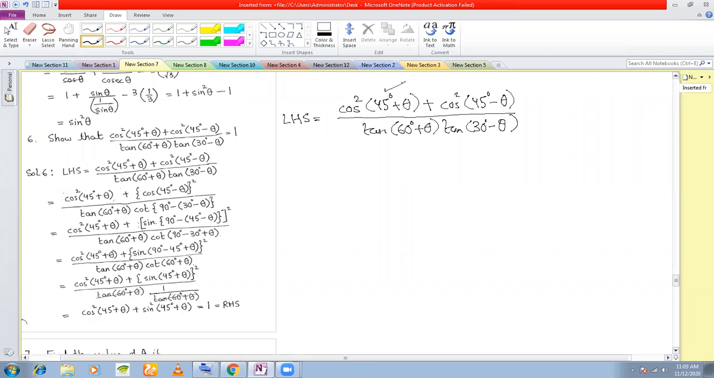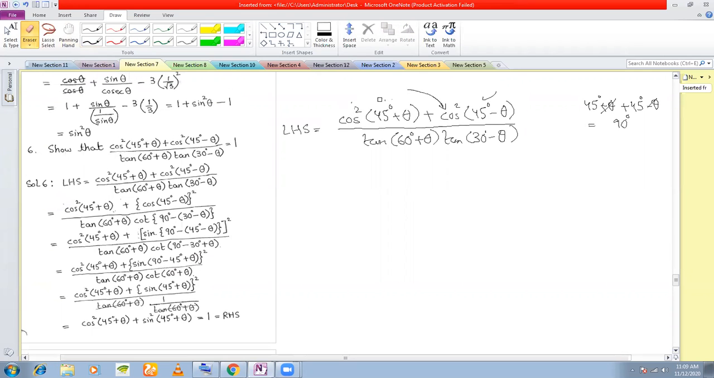What you must observe here is, if you add up this angle and this angle, it comes to 90 degree. See, 45 plus theta plus 45 minus theta will give you 90 degree. Next, what you observe is that cos can be changed to sine. Any of these two cos can be changed to sine, because the sum of the angles is 90 degree, right? So these two observations are the first thing that you must make. Next observation that you must make is in the denominator. Again, in the denominator, the sum of the angles here is 90 degree.